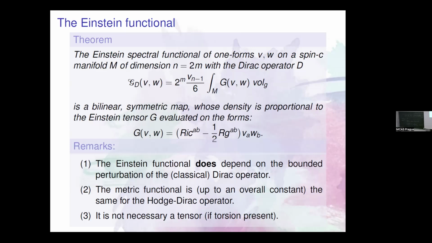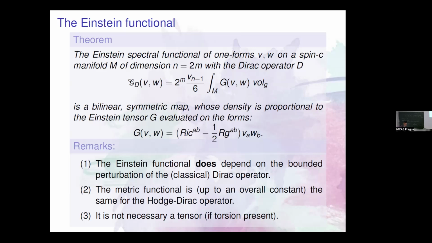You can ask, is this the same for the Hodge-Dirac? Yes, this is the same as for the Hodge-Dirac. For a Riemannian manifold, whether spin or just Riemannian, you can use both. Since you use the same metric, a priori it was not known that it's the same, but you get the same Einstein tensor, which makes sense. So this is self-consistent.